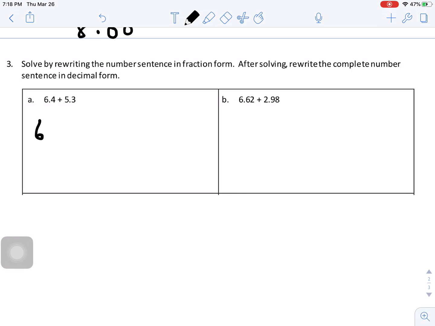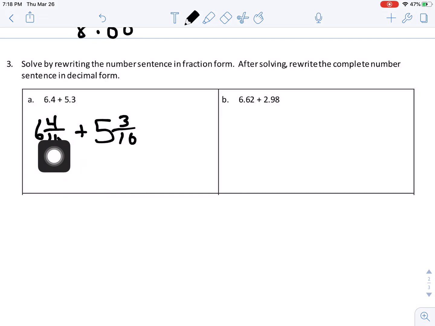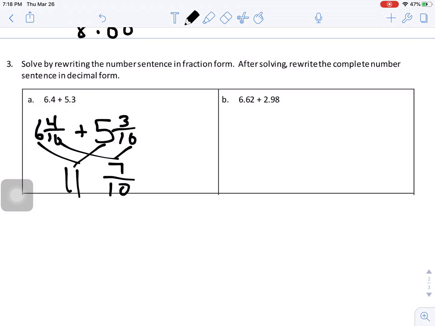So 6 and 4/10 plus 5 and 3/10. Notice they are both tenths, so I don't have to change the fractions. I'm just going to add them together. 4 plus 3 is 7, and they are tenths. I'm going to add my whole numbers. 6 plus 5 is 11, so this would equal 11 and 7/10.